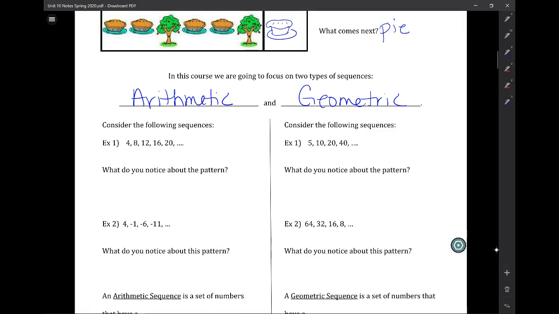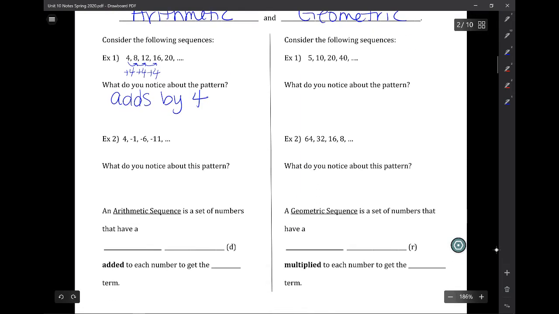Consider the following sequence: 4, 8, 12, 16, 20, and so on. What is something that you might notice about this pattern? Well, I notice that it seems to increase by the same amount every single time, and that amount is that it's adding 4 every single step of the way. It never changes. It's always plus 4, plus 4, plus 4, and that's how I get to the next step.